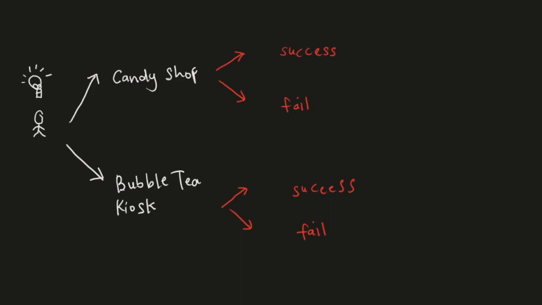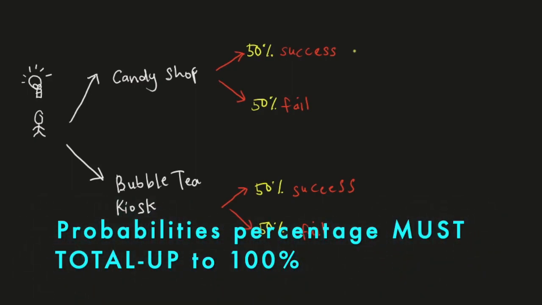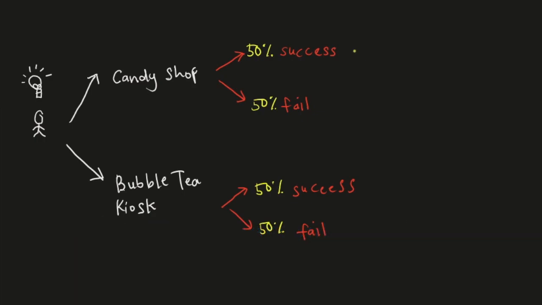So in this case, let's say the percentage of succeed and fail is equal, 50-50%. So there is a 50% chance that the business succeeds, and there is a 50% chance that the business fails, and it is equal for the bubble tea kiosk as well. Okay, it is important to note that when you apply the numerical percentage for each alternative, it must total up to 100%.